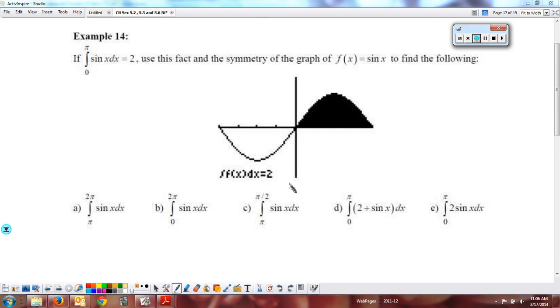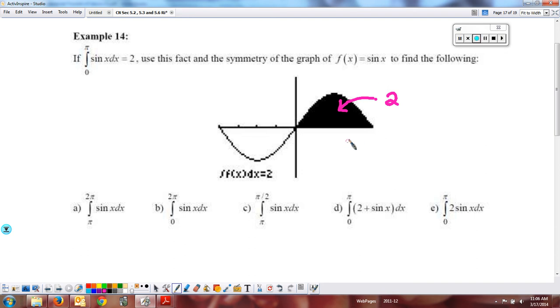All right, so in this last example that we were finishing up in one class, and the other hadn't even started yet, they're going to give you that they've already calculated the area of this shaded region right here to be 2. We want to keep that in mind, and use that and the symmetry of the sine of x graph to answer questions about it.